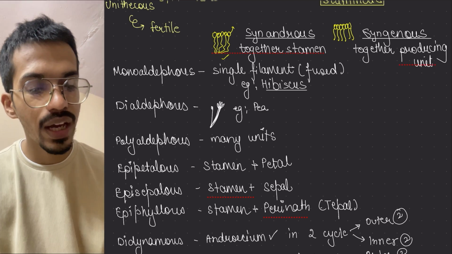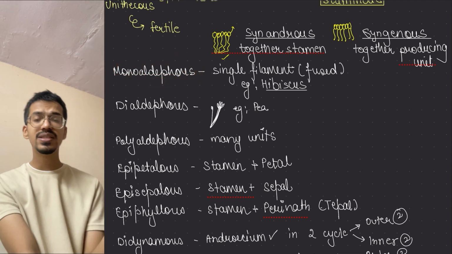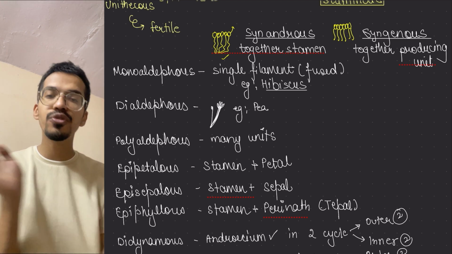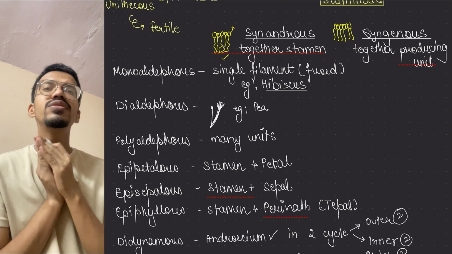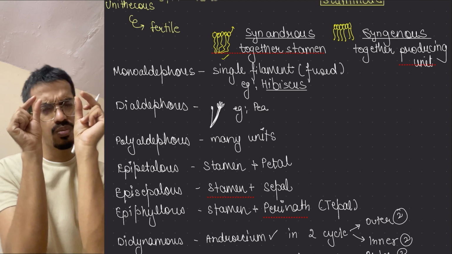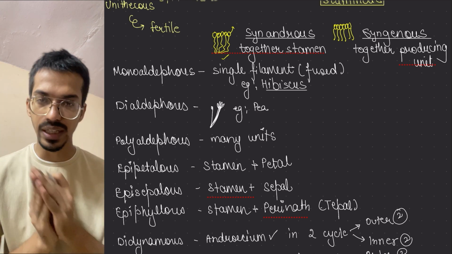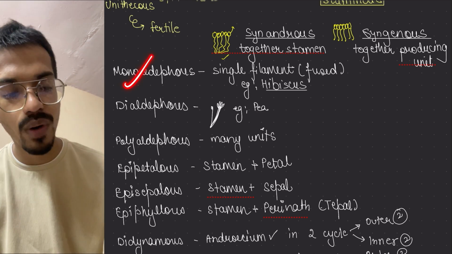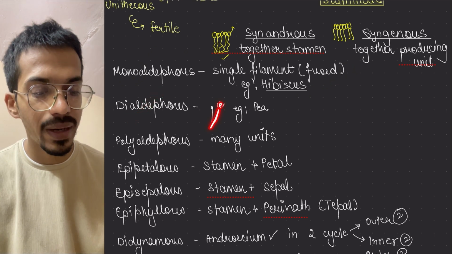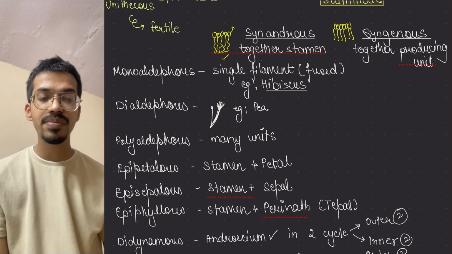Then we have monadelphous. Mono means single, and adelphous, the word adelph, is used for androecium, the male part. So in this, all the filaments are fused together and appear as a single unit. If you have seen the hibiscus, the outer part has a single anther with a small filament, because all the other filament parts are joined together and form a sheath-like structure. So that is monadelphous, a single filament unit is present. Diadelphous means two: one bunch is here, the other bunch is here. Two different bunches of stamens are present, we call it diadelphous.